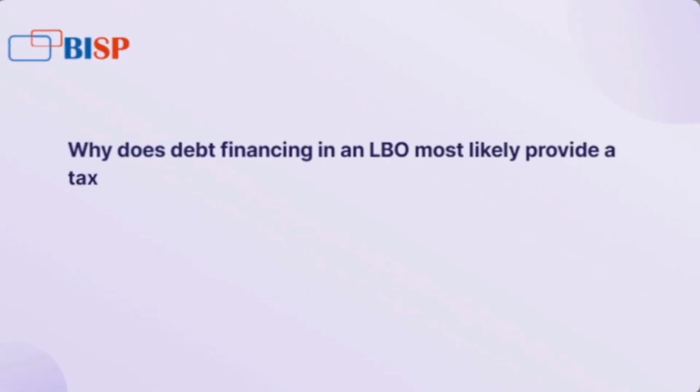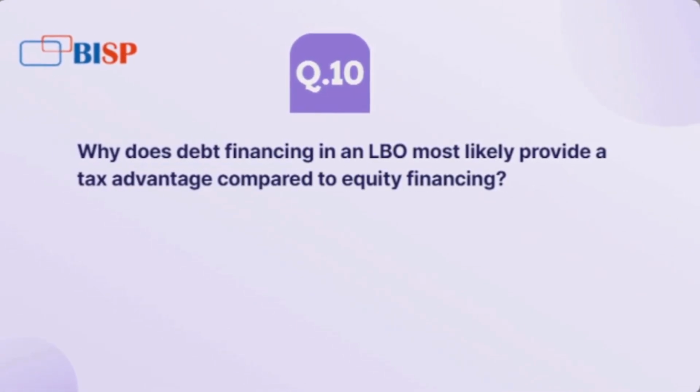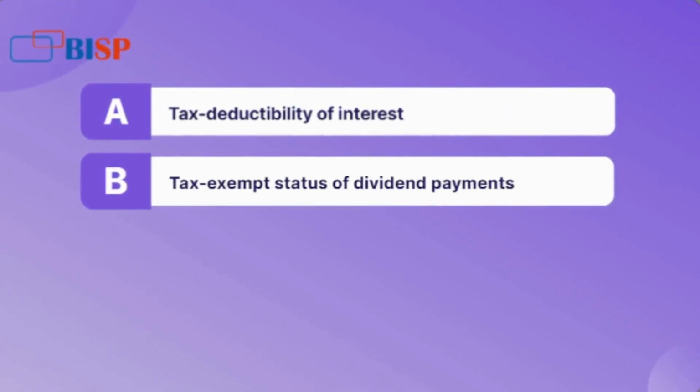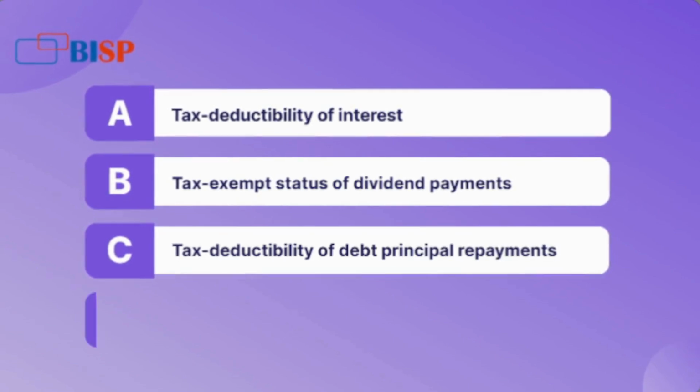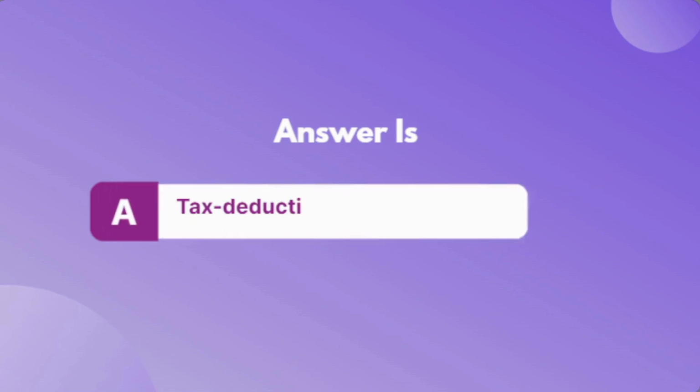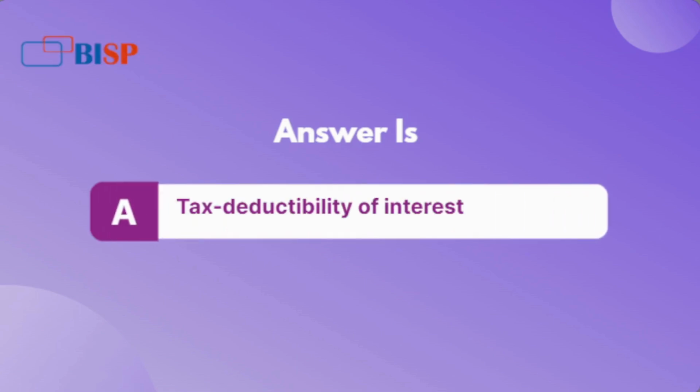Why does debt financing in an LBO most likely provide a tax advantage compared to equity financing? A. Tax deductibility of interest. B. Tax-exempt status of dividend payments. C. Tax deductibility of debt principal repayments. D. None of the above. Answer is A. Tax deductibility of interest.